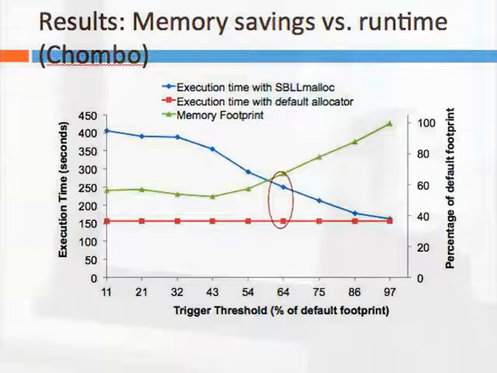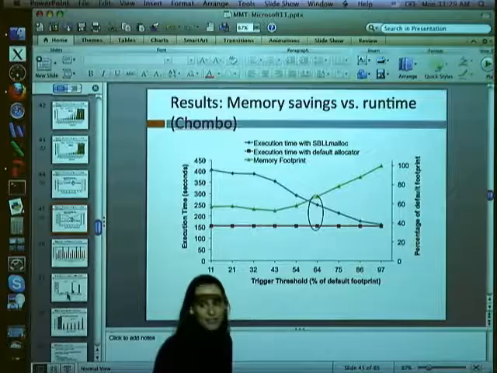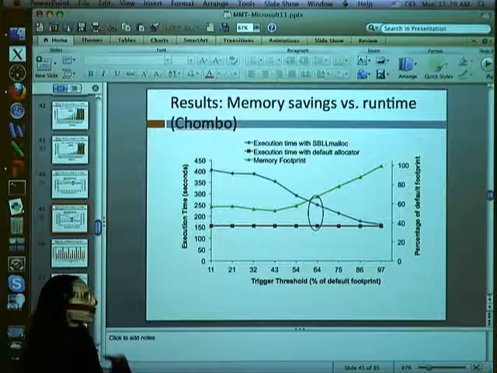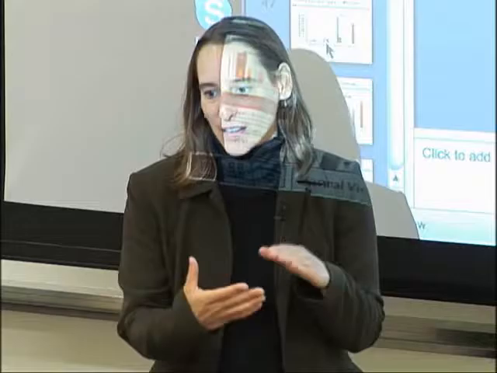And this is the default footprint, not the available memory in the machine. So yeah, if you're just trying to keep it on the machine, it would be with the machine's amount, right? That's what you would pick. You would pick a fairly high threshold. If you're trying to look at the trade-off between savings and execution time, then this is what you would look at. So you're right. If you're just trying to stay below an absolute line, you want the threshold to be right below that.